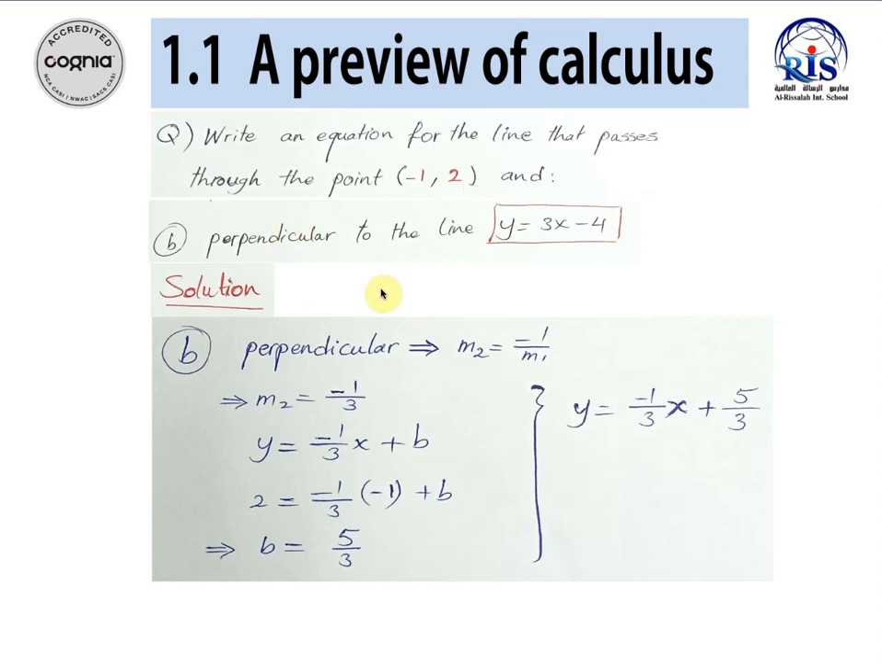Now the same question, but we are asked to find the perpendicular line. For the perpendicular, the slope m2 is equal to negative 1 over m1. So my slope now is negative 1 over 3. When we replace it in the equation, I have y equals negative 1 over 3x plus b. Use x1 and y1 to find the value of b in the same way. So now b is equal to 5 over 3, and the equation is y equals negative 1 over 3x plus 5 over 3.